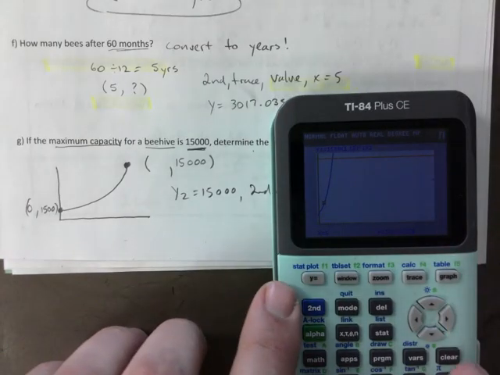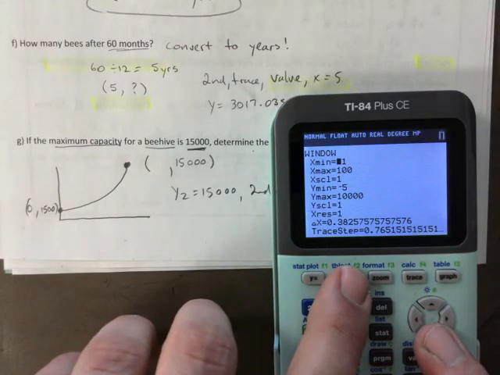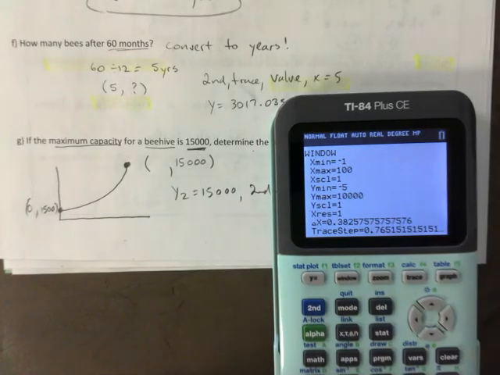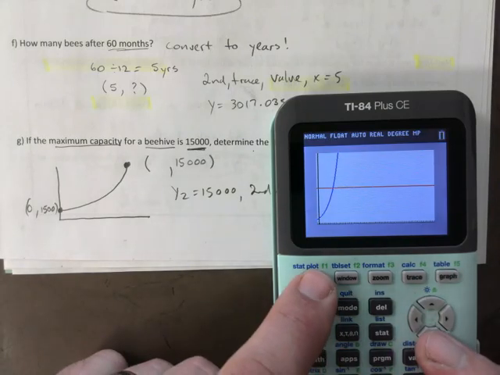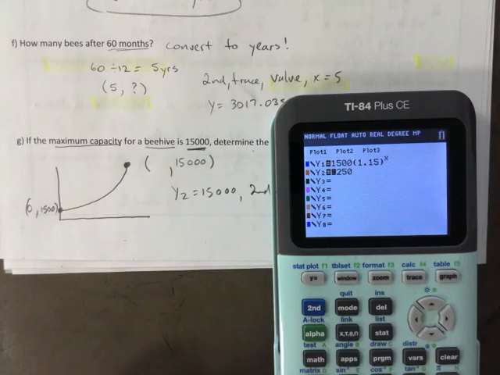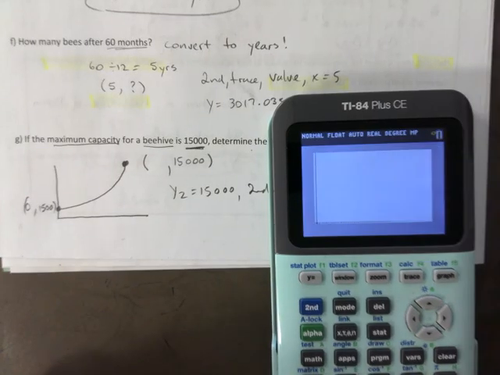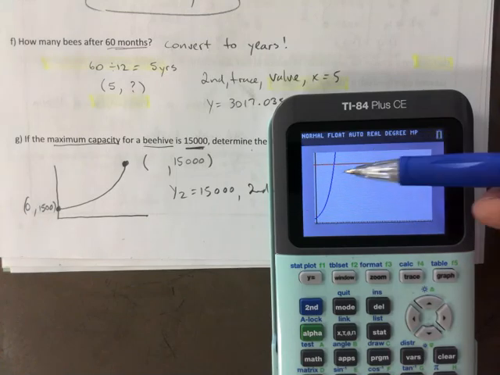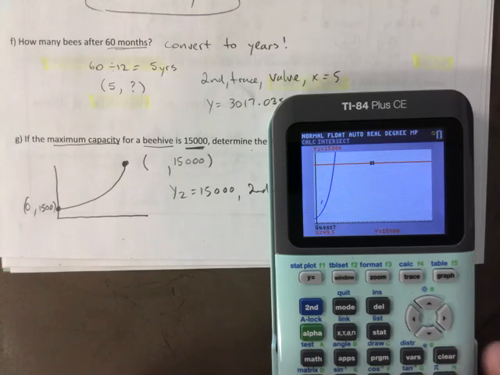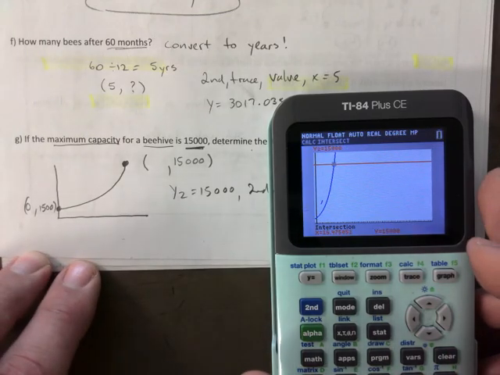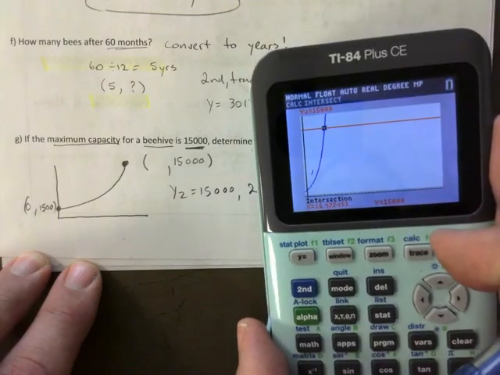That's all. So my Y max is a problem again. I'm going to change my Y max to 18,000 or something. Try it again. Okay, so now I'm going to change my Y2 to 15,000. And it's crossing right there. I'm going to find the intersection. And it's 16.48 if you round that.